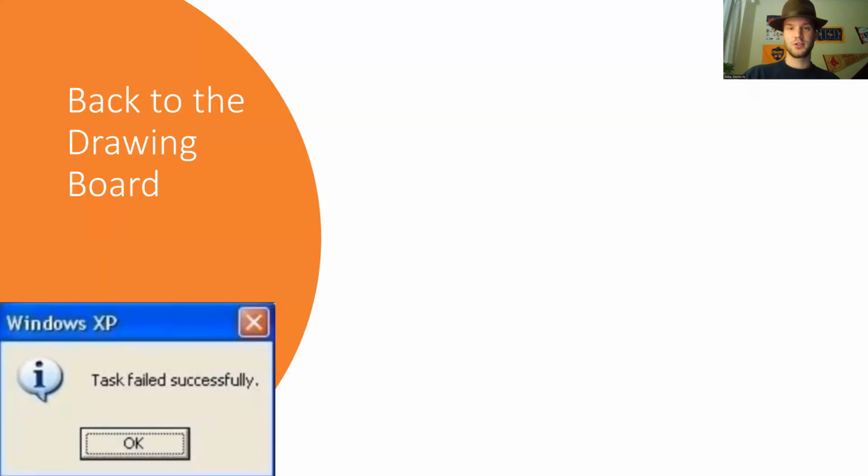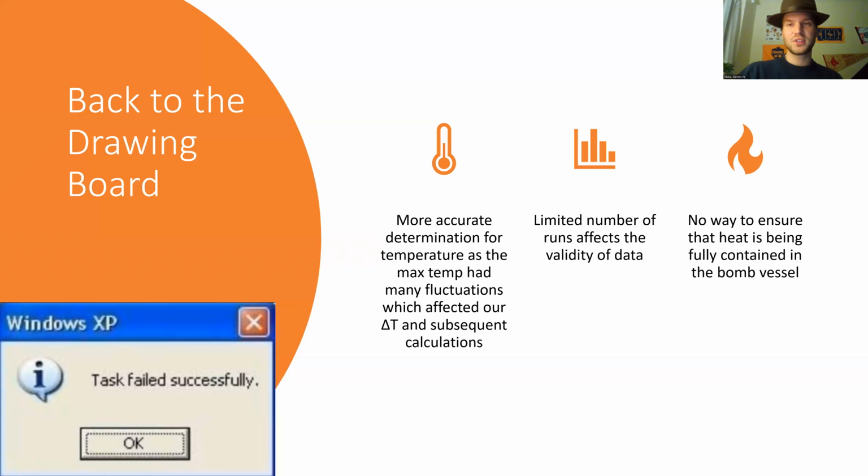Okay, so back to the drawing board. With this experiment, there are many things that we don't account for and that could go wrong. So let's start off with one of them. A more accurate determination for the temperature and a better way to probe the temperature. The max temperature is a key value in finding the change in temperature of each of our runs. And the max temperature had a lot of fluctuation, so it was hard to give a very accurate determination. If we had a better temperature probe, this would solve this issue and give us a more accurate delta T, which would lead to more accurate subsequent calculations.